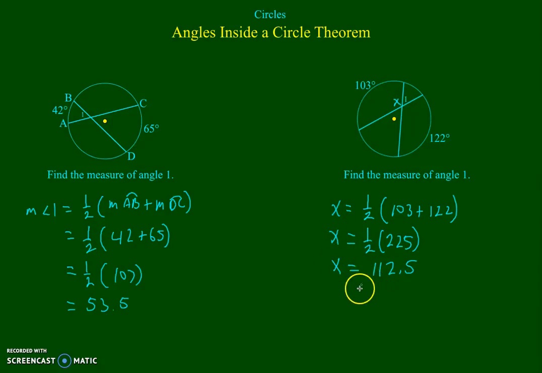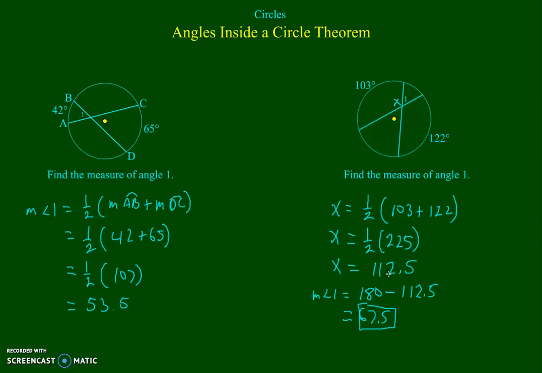You're not done yet. To get the measure of angle 1, we have to take 180 minus 112.5, which is going to be equal to 67.5. So this is actually our final answer, not that. Subtle difference, but it means the difference between getting the answer right or wrong. Alright, let's move on to the next theorem.